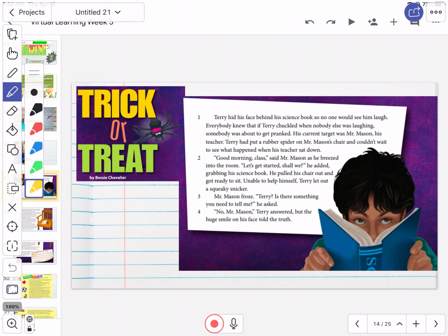All right, so it says, Terry hid his face behind his science book so no one would see him laugh. Everybody knew that if Terry chuckled when no one else was laughing, someone was about to get pranked. His current target was Mr. Mason, his teacher. Terry had a rubber spider on Mr. Mason's chair and couldn't wait to see what happened when his teacher sat down.